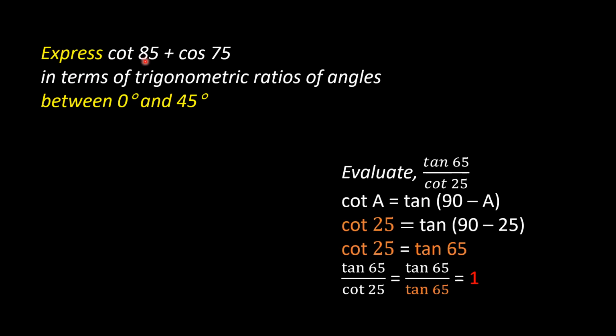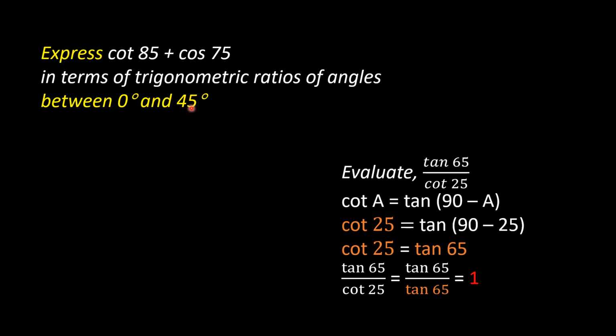Express cot 85 plus cos 75 in terms of trigonometric ratios of angles between 0 degrees and 45 degrees. If we change cot to tan, then we will have to subtract 85 from 90, which gives us 5 degrees. And if we change cos to sin, then we will have to subtract 75 from 90, which gives us 15 degrees. Now 5 degrees and 15 degrees, they lie between 0 degrees and 45 degrees.